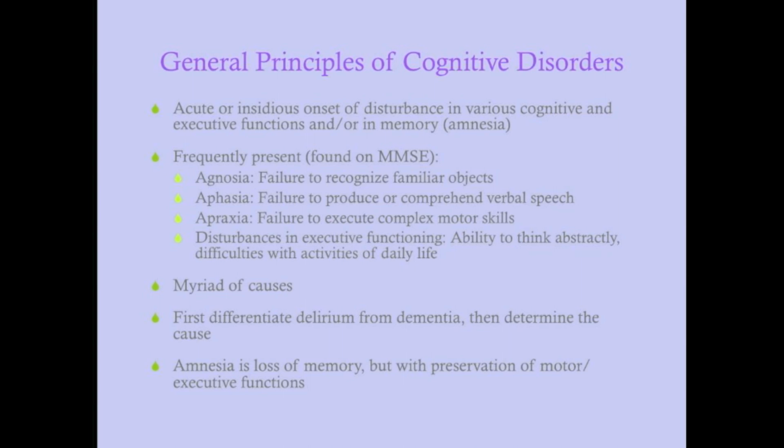So there's a myriad of causes. We're going to go over most of those causes, and what's most important is that you first differentiate delirium from dementia, and we're going to talk about that. And then at that point, you're going to determine the cause. Amnesia is a little bit different from delirium and dementia. People with amnesia are generally able to recognize daily objects, and they're able to speak and they have motor skills, but their problem is simply a loss of memory.